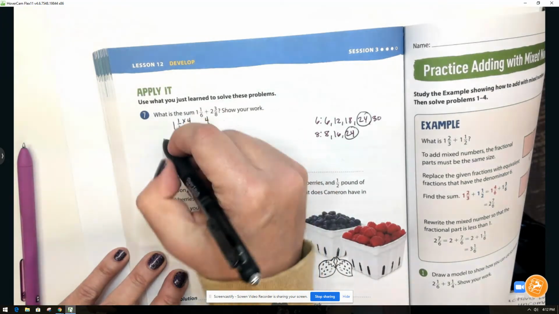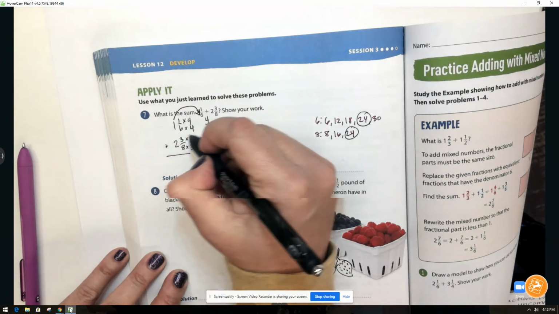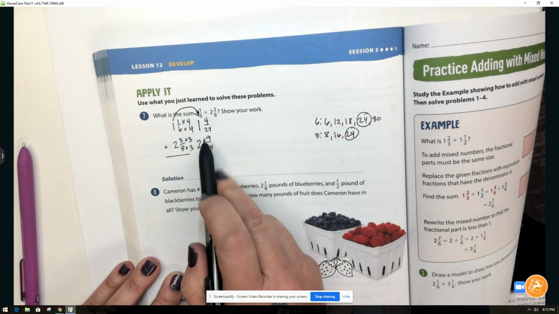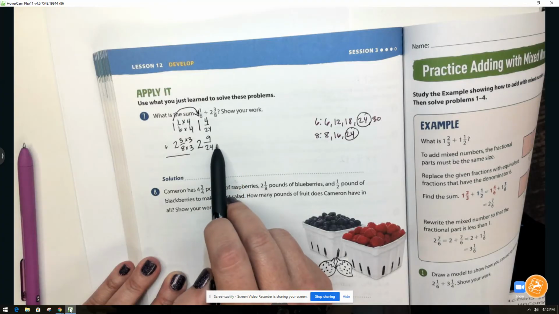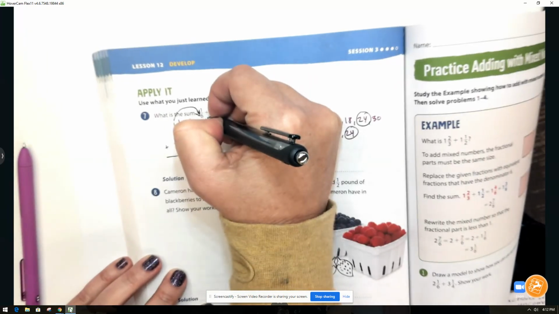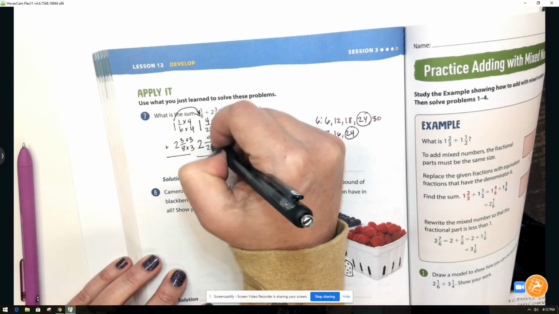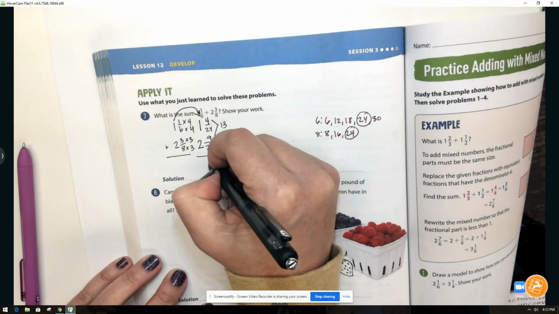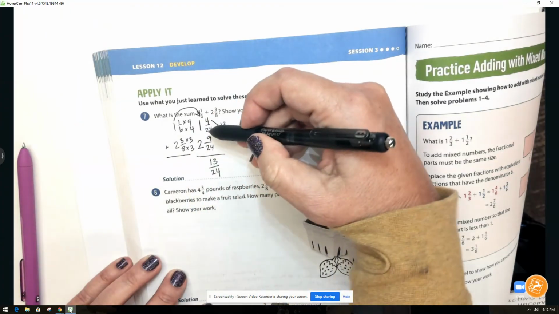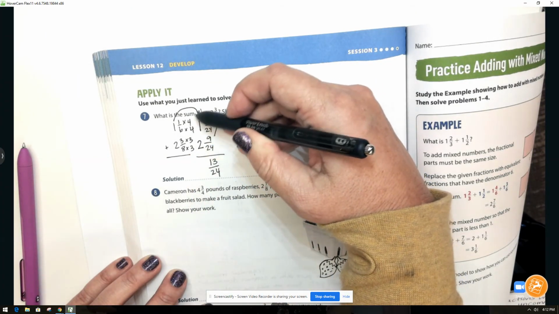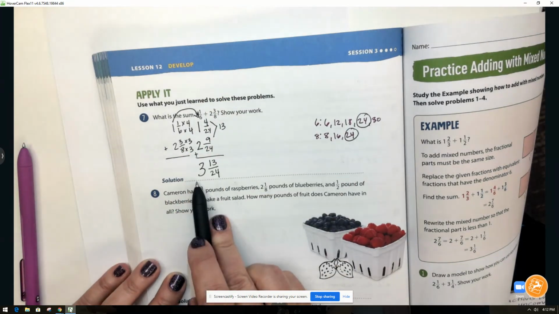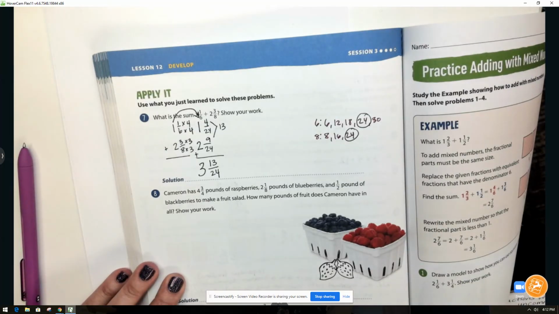Then I'm going to bring over my whole numbers. So I'm going to have my 1 and my 2. Remember, my whole numbers didn't change. The only thing that changed was adding those equivalent fractions. So now I'm going to add it all together. I'm going to add my 2 numerators. 9 plus 4 is 13. So I have 13 24ths. And then I'm going to add my 1 and my 2 because I still have to add those wholes. 1 plus 2 is 3. So the answer is 3 and 13 24ths.